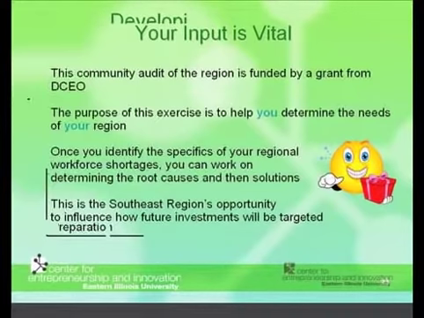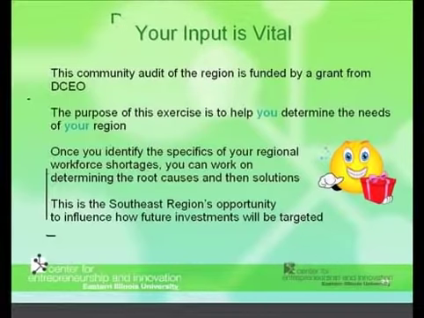And perhaps the most important point of the whole process is that it is the Southeast region's opportunity to influence how future investments will be targeted. Thank you for interest in CSSI, and we look forward to creative and innovative solutions to address our workforce needs as we go forward. Thank you.